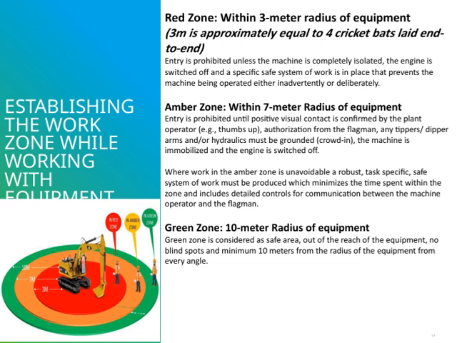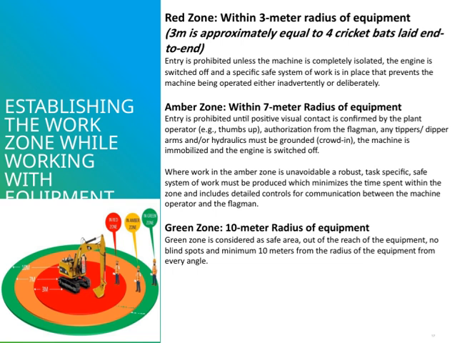Next, we have the amber zone, which is within a 7-meter radius of the equipment. Entry into this zone is strictly controlled. Before entering, the plant operator must confirm positive visual contact, like giving a thumbs up or another form of clear confirmation. Additionally, authorization from the flagman is required. Any tippers, dipper arms, or hydraulics must be grounded or crowded in. The machine must be immobilized, and the engine switched off.